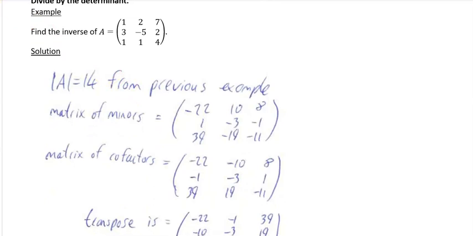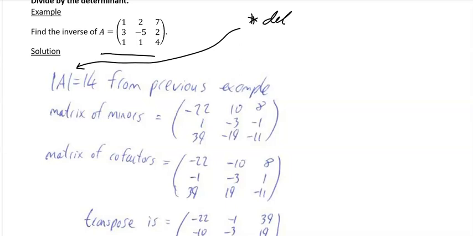Okay, so in this question we need to find the inverse of this. Our matrix is A, which is 1, 2, 7, 3, minus 5, 2, 1, 1, 4. You should notice this is the same matrix we used in the previous example where we found a determinant. So here we've introduced another notation, so we might as well highlight these.